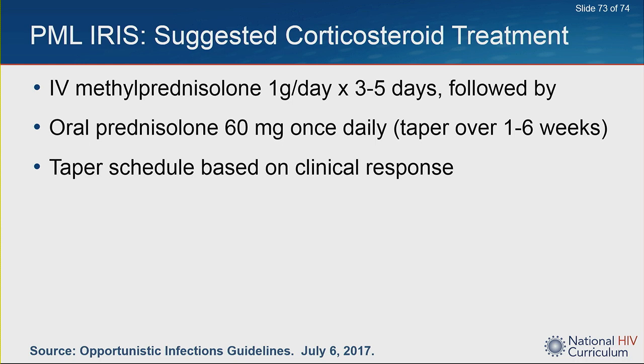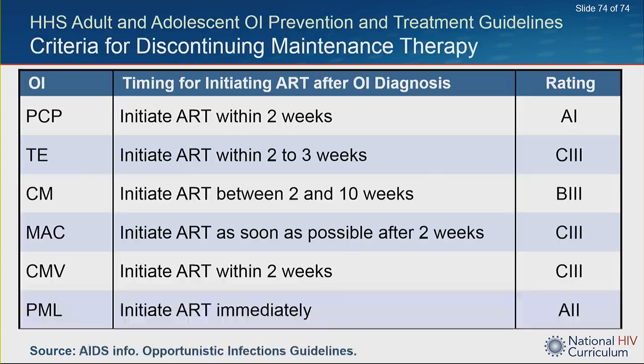Now, what I do want to point out is what kind of doses of steroids you should use. This is based on expert opinion, but the guidelines actually recommend a pretty hefty steroid dose here. Methylprednisolone, a gram a day for 3 to 5 days, followed by essentially about a milligram per kilogram of prednisone, 60 milligrams a day, and taper that over 1 to 6 weeks. The taper should be based on clinical response. So this is a really tough situation. You can get into problems with those kinds of high doses of steroids, but it's clearly what most experts would do in that situation.